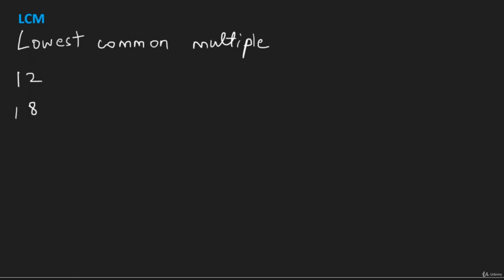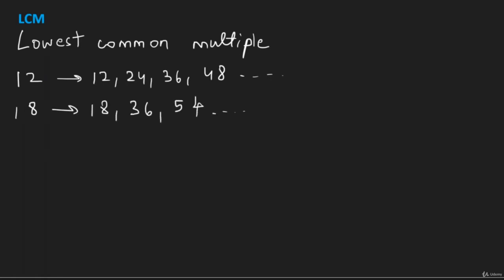For this, let me start with writing all the multiples of 12. That is 12 into 1 is 12, 12 into 2 is 24, 12 into 3 is 36, 12 into 4 is 48, and the multiples go on like that. Now let me write also the multiples of 18. 18 into 1 is 18, into 2 is 36, into 3 is 54, and it goes on like that.